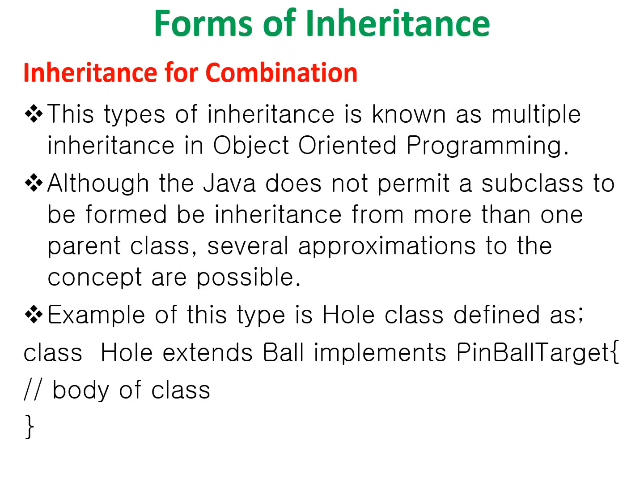Inheritance for combination. This type of inheritance is known as multiple inheritance in object-oriented programming. Although Java does not permit a subclass to inherit from more than one parent class, several approximations to the concept are possible. An example of this type is a class defined as class Foo extends Ball implements PinballTarget.